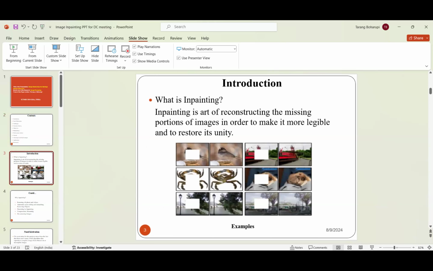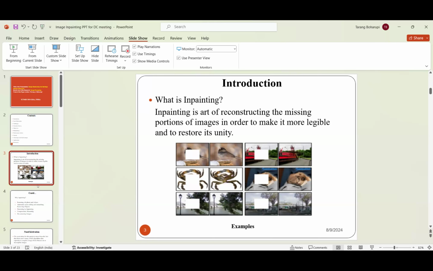Basically inpainting means, if you go back in history, there are some photographs, some images. Most of the time, over time, some regions go missing. So how to recover that missing part is one of the challenges. Reconstruction of the missing portion of the image in order to make it more realistic, more legible, and restore it with the original quality. That is the challenge, that is inpainting.